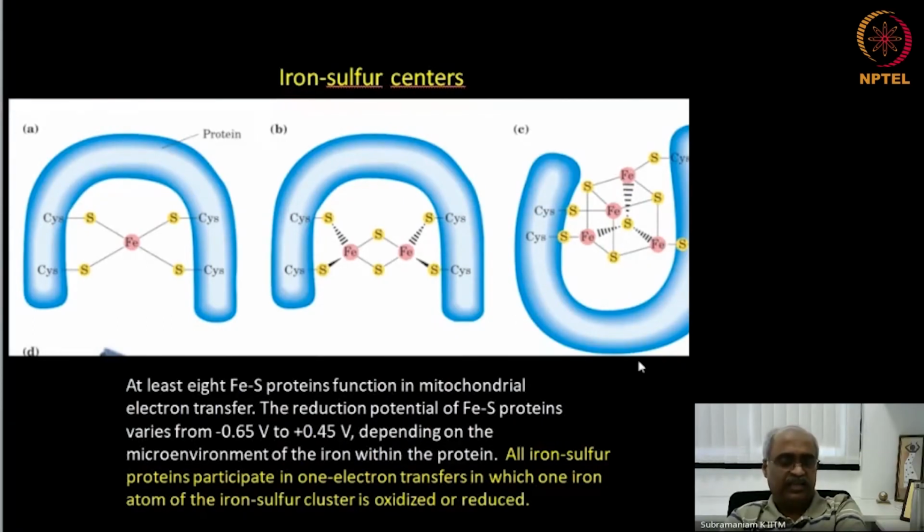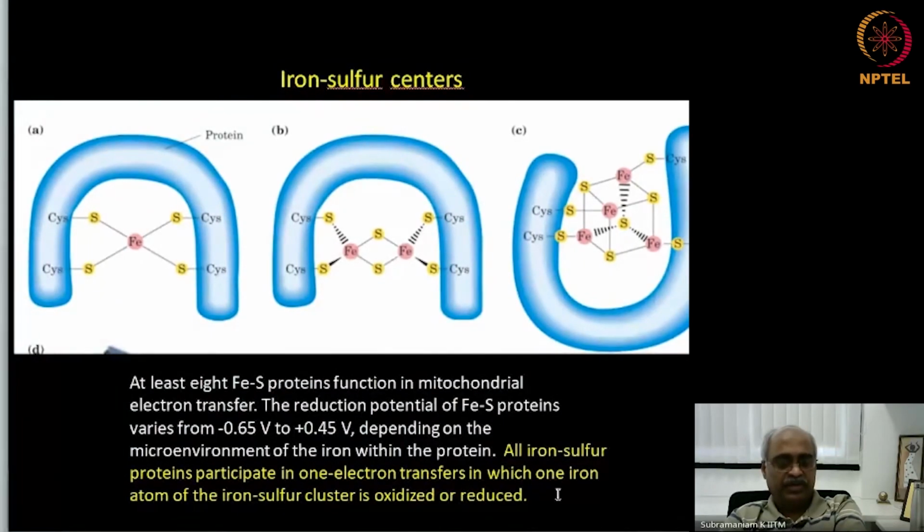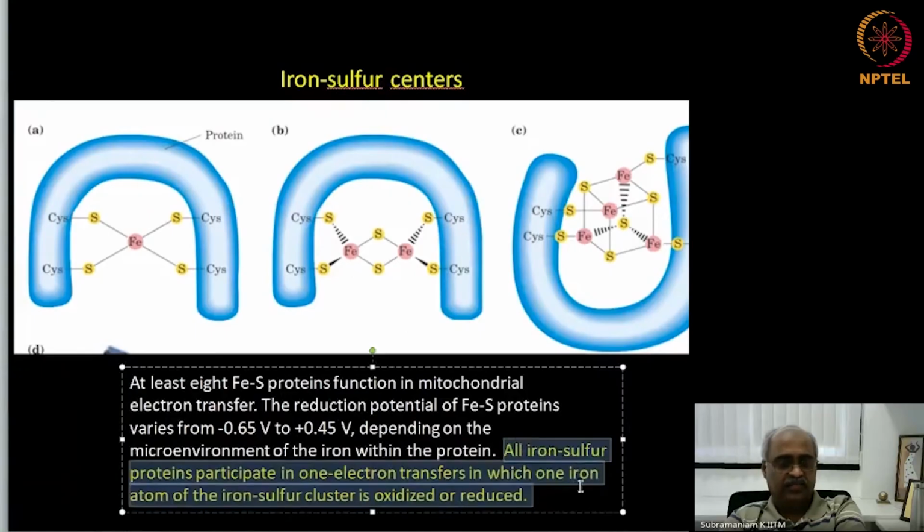And there again, the reduction potential varies depending on the microenvironment of where this iron is located in the protein. And these proteins, as highlighted here, participate in one electron transfers. They accept 1, donate 1. Okay.